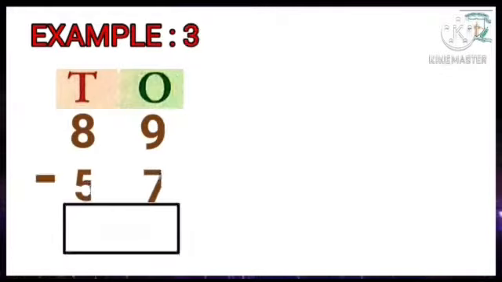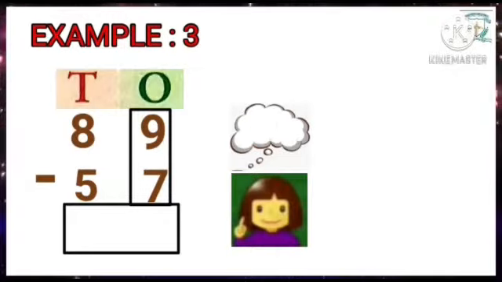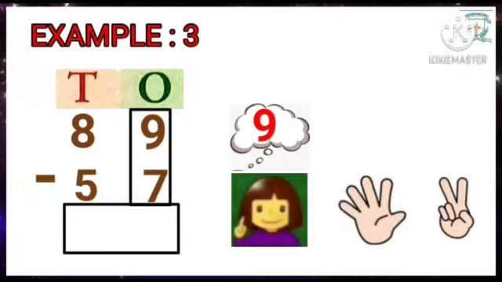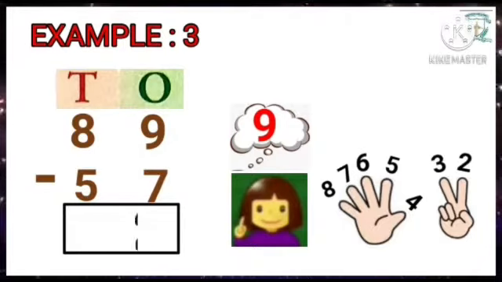In the next example, we shall subtract 57 from 89. First, we shall subtract the digits in the ones place. We subtract as 9 in the mind and 7 fingers up. Before 9 comes 8, 7, 6, 5, 4, 3, 2. We write 2 in the ones place.